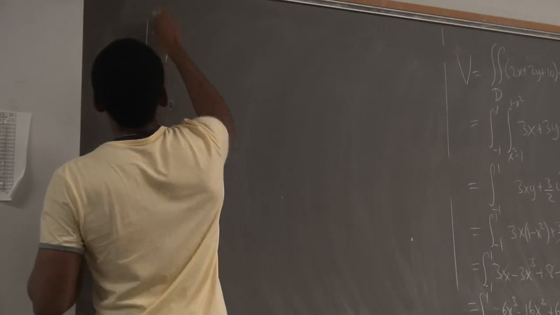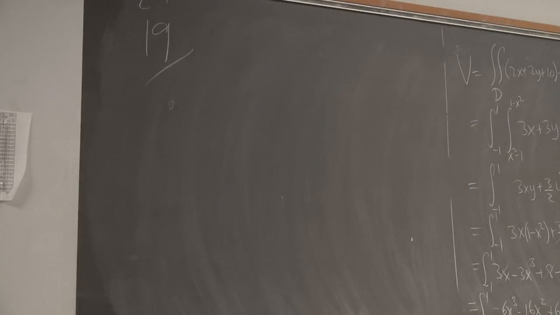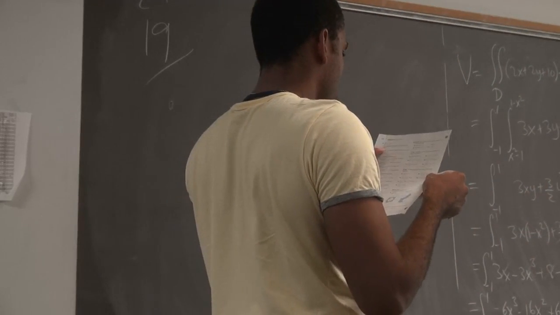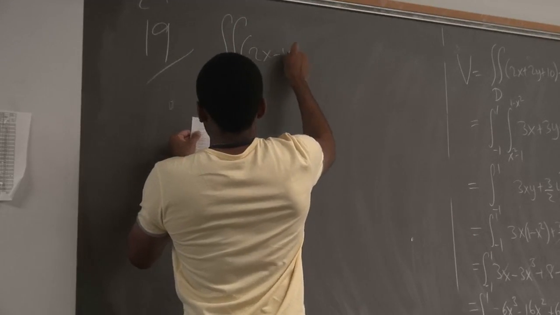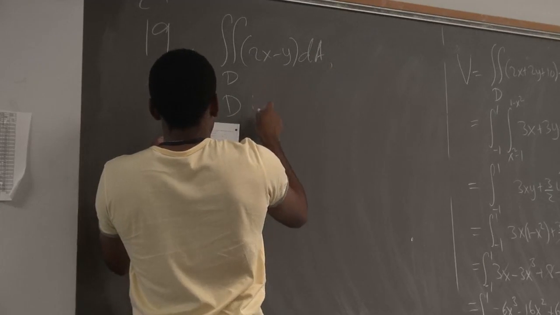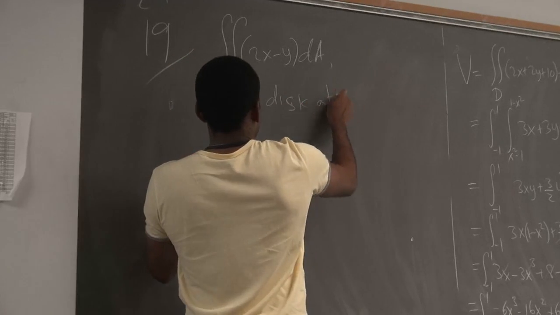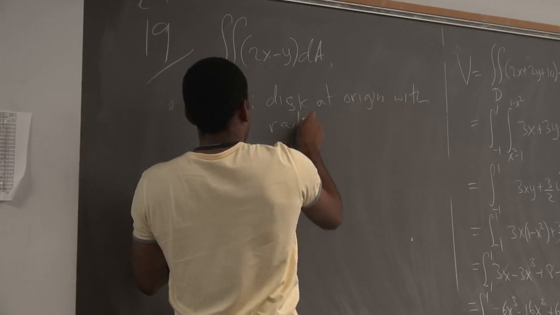It's evaluate the double integral of 2x minus y bounded... Sorry about that. So number 19. Yes. Oh, so we want to do the double integral over D of 2x minus y dA. D is the disk at origin with radius 2.